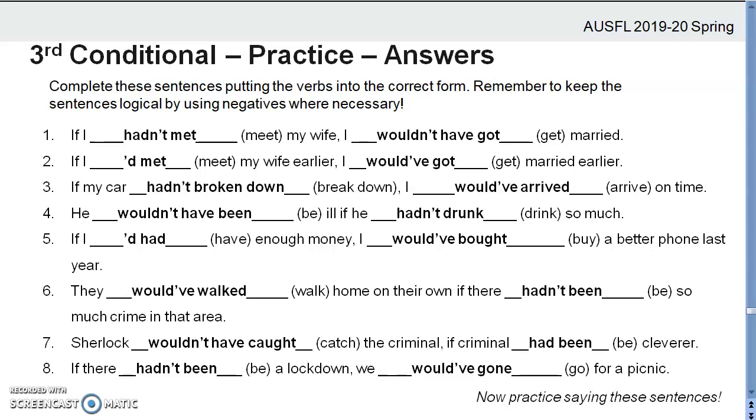Practice those sentences by actually saying them. Focus especially on the pronunciation of the contractions. For example, Sherlock wouldn't have caught the criminal if the criminal had been cleverer. Try saying that. Repeat it over and over again and try to achieve a natural speed. Of course, it doesn't matter if you do not say it as fast as a native, but be ready for how a native may say it.